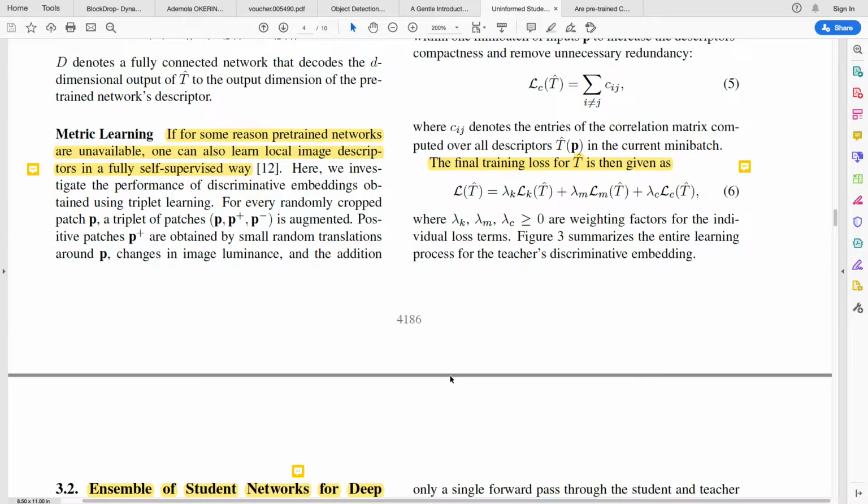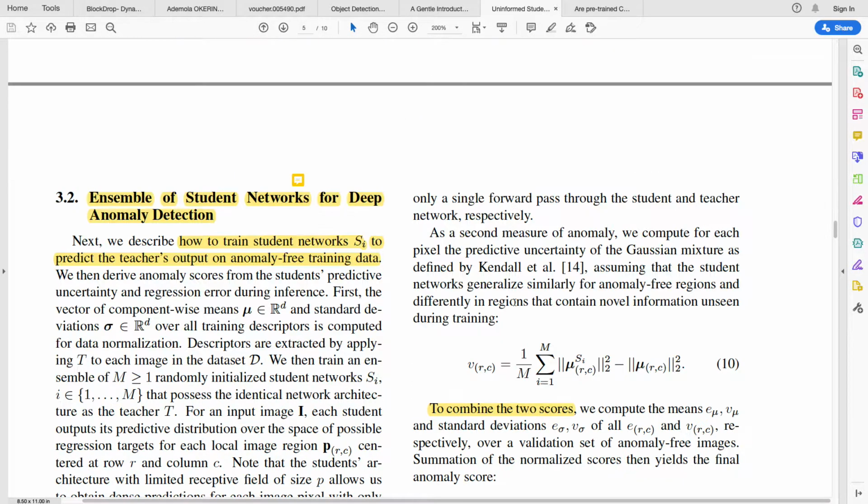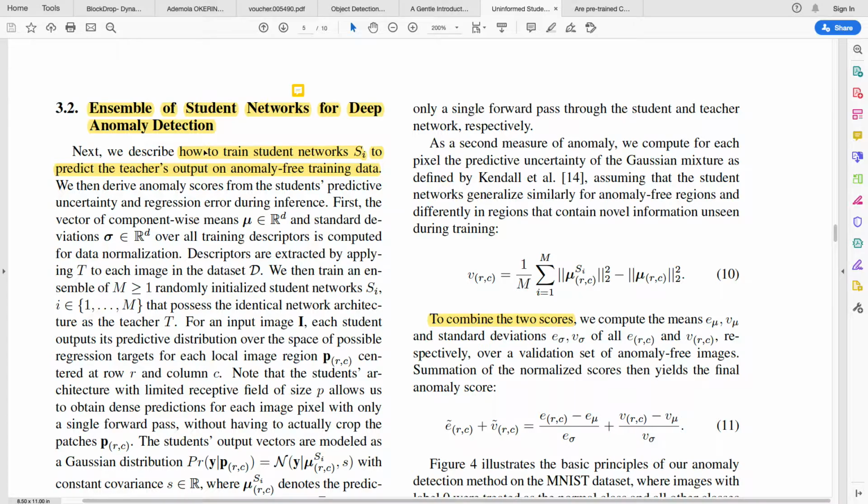This is the objective function they're trying to minimize. The final training loss for the teacher network is given by this. We will come back and look at this in details. So, example of student network for deep anomaly detection. This is how they describe how to train the student network to predict the teacher's output on anomaly-free training data.